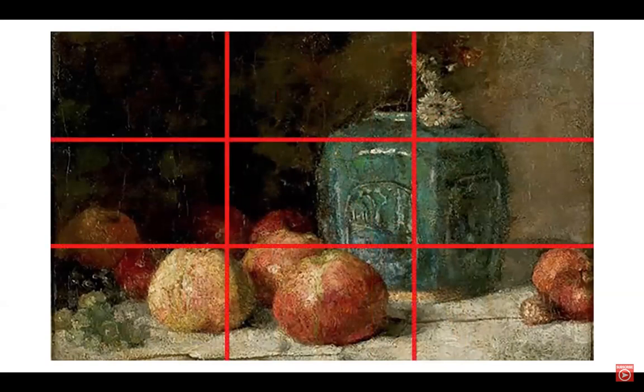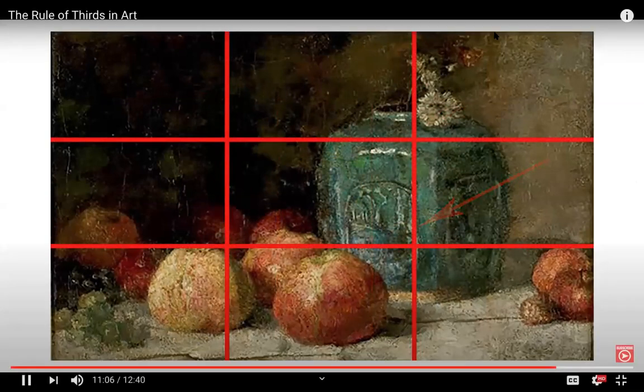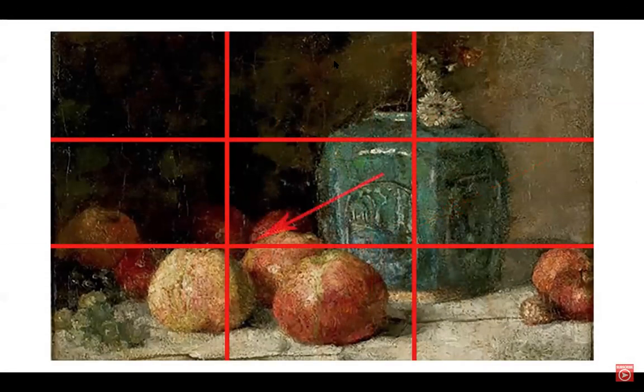If we lay a grid over the top, we can see that the blue ginger container on the right side of the picture plane is in alignment with the right vertical line. And we'll also notice that the bulk of the apples within the scene are in alignment with the lower horizontal line within the picture plane as well. This, of course, leads to a more successful composition.